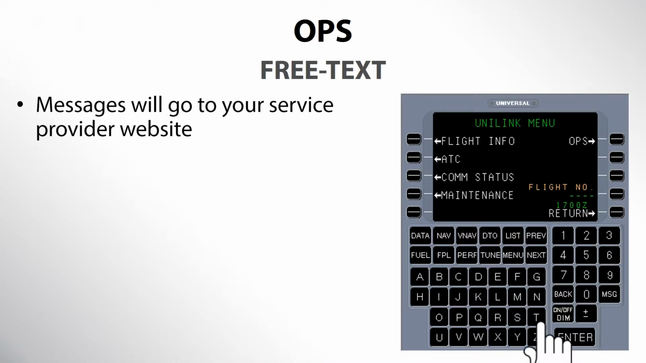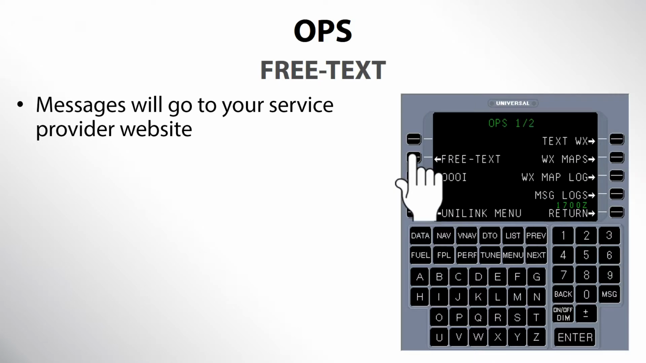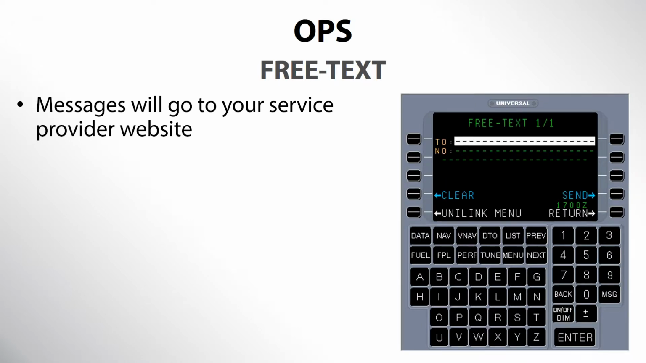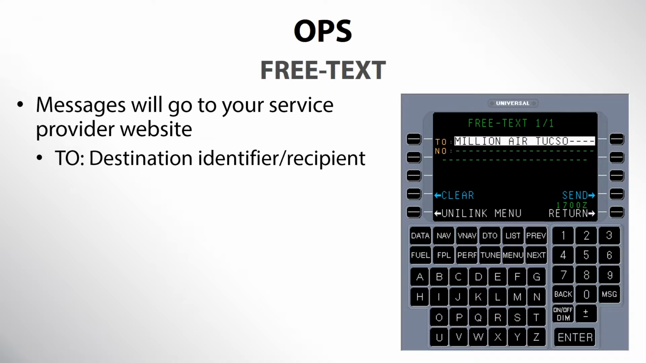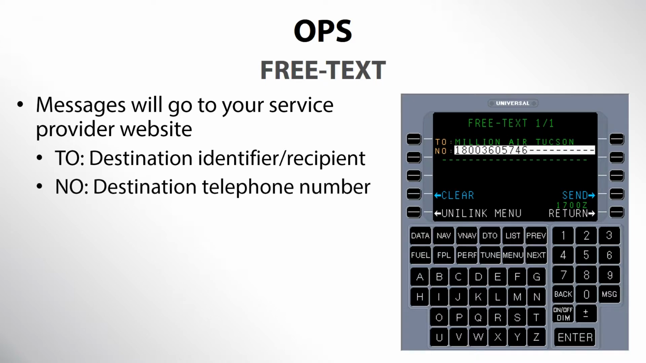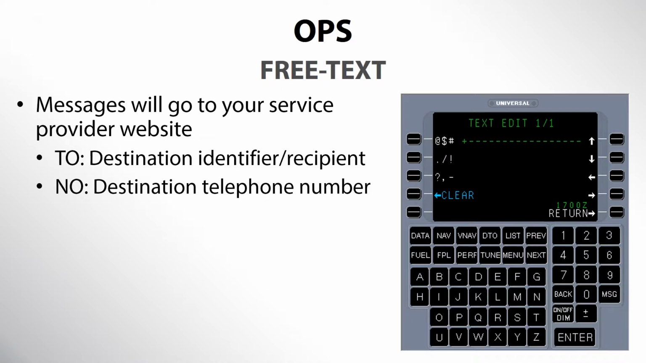The free text page allows the user to create and edit text messages. Messages sent using this procedure will go to a service provider website. With the To field active, enter the destination identifier recipient and press Enter. Enter the destination recipient telephone number, if it is known, in the Number field. Pressing Enter moves the cursor to the first text line of the Text Edit page.